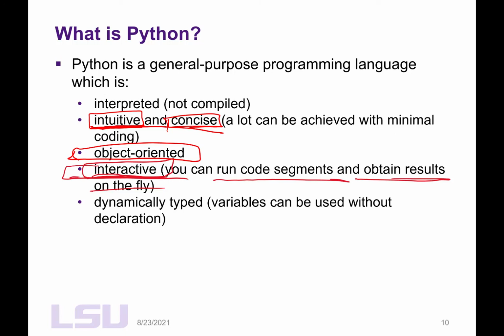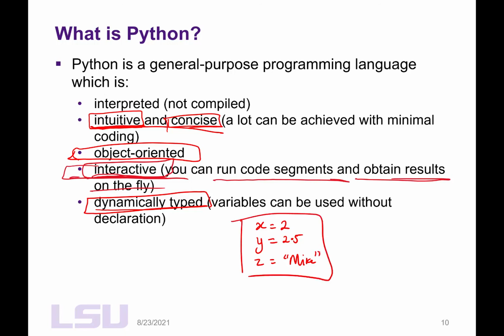Python is dynamically typed. What that means is, like you saw before, x can be set to 2, which is an integer. y can be set to 2.5, which is a real number. z can be set to Mike, which is a string.